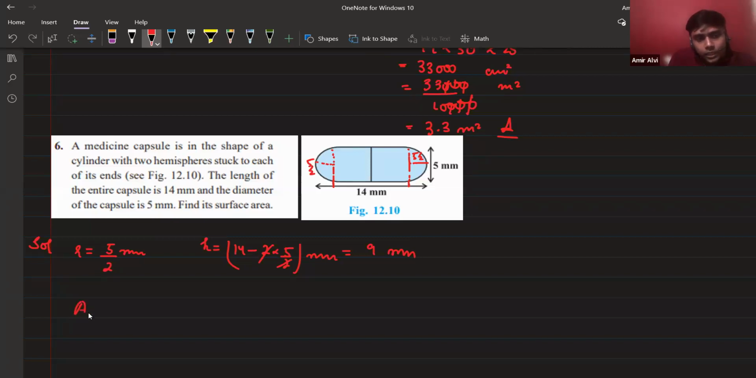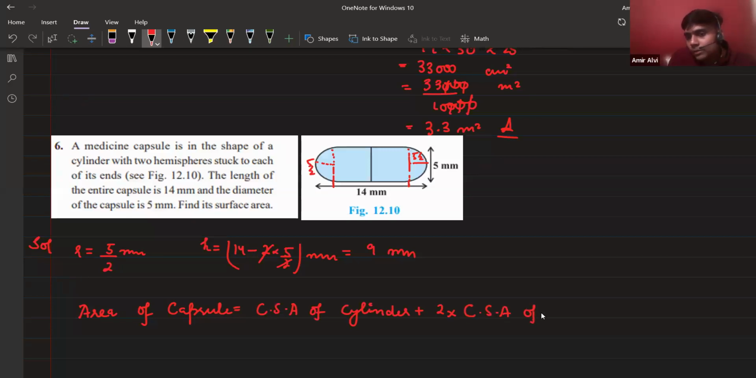So area of capsule will be equal to CSA of cylinder plus 2 into CSA of hemisphere. How many of you got this point? Please let me know. Got it.